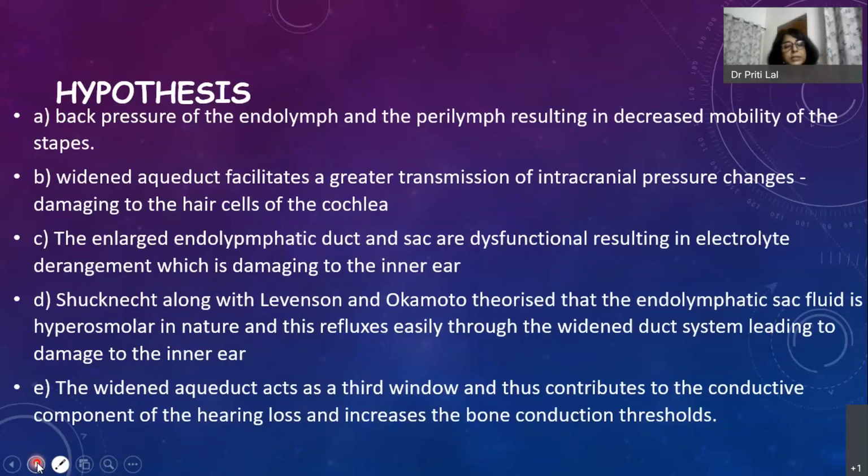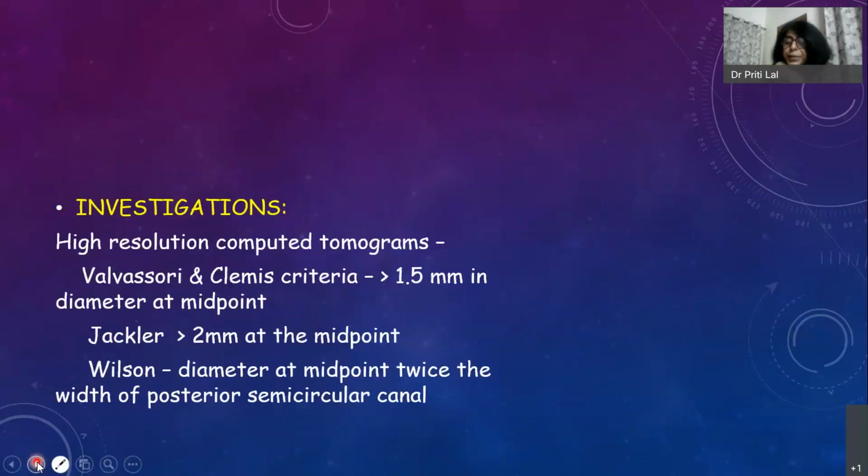The causes for hearing loss in this could be that the widened aqueduct itself acts as a third window, leading to a conductive component of the hearing loss. Also, a widened aqueduct facilitates a greater transmission of intracranial pressure changes, causing damage to the hair cells of the cochlea. Schuknecht, along with Levinson and Okamoto, theorized that the endolymphatic sac fluid is hyperosmolar, and this tends to reflux easily through a widened duct system, damaging the inner ear and causing a sensorineural hearing loss.